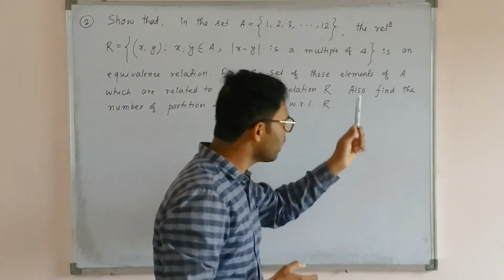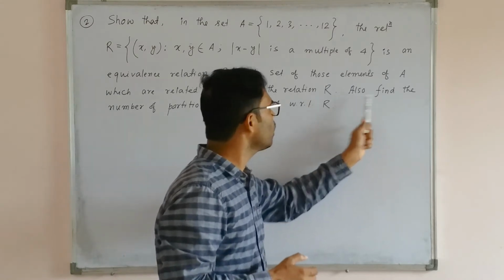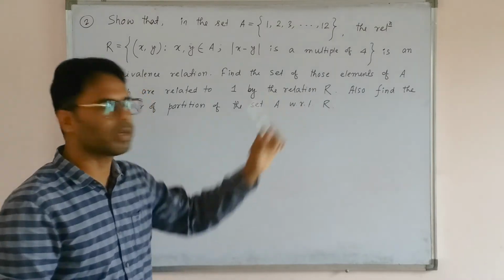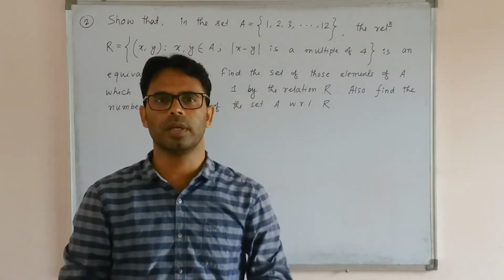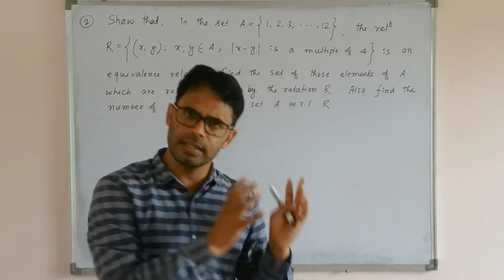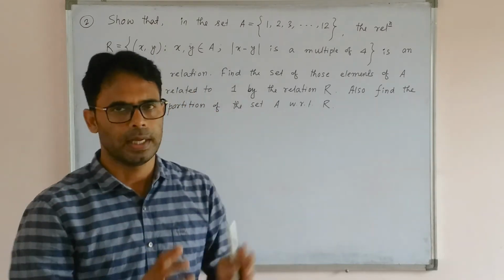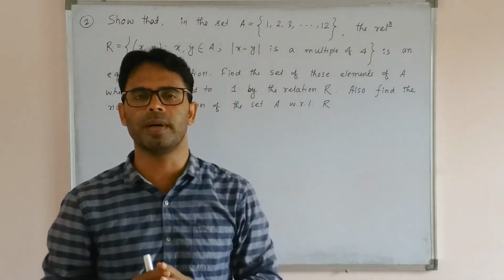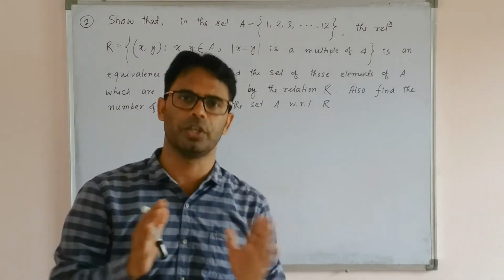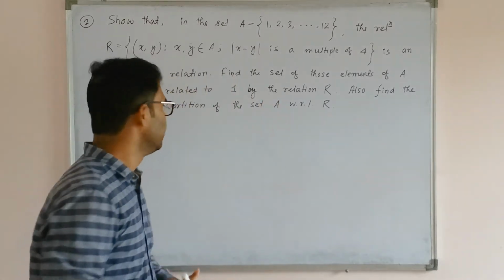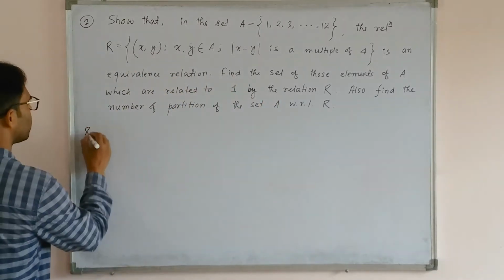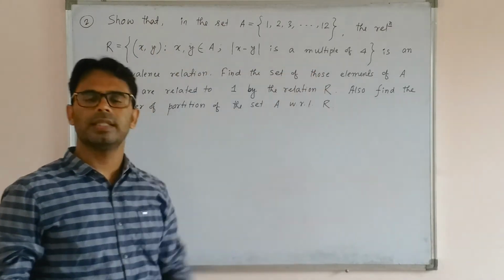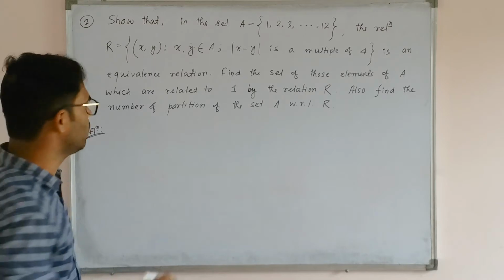Another question asks to also find the number of partitions in the set A with respect to the relation R. Partition means, again in this case, you have to find the equivalence classes of the elements. Once you find the equivalence classes, you can tell the number of partitions of the set under the relation R. So let me solve this problem. This is question 2. First of all, you have to show that this relation is a reflexive relation.